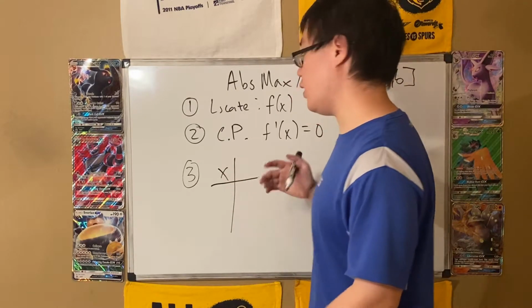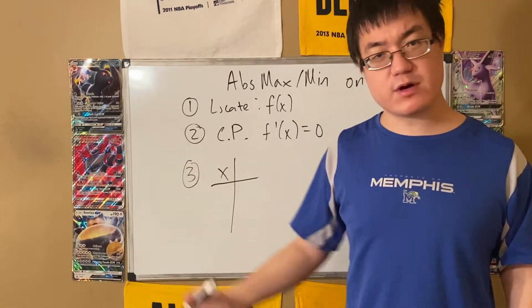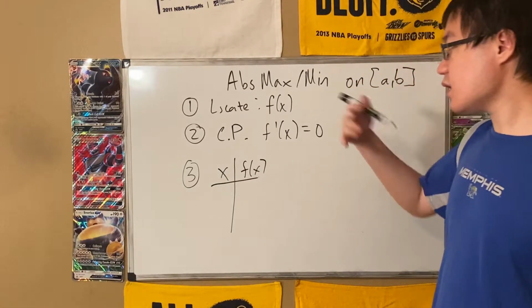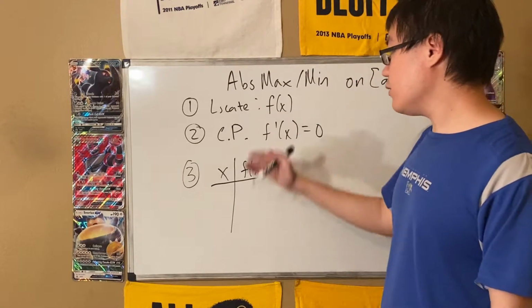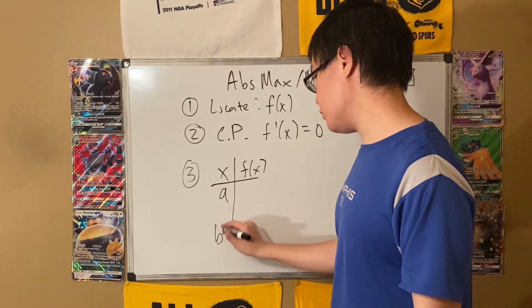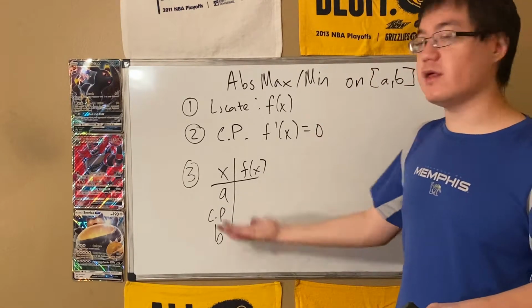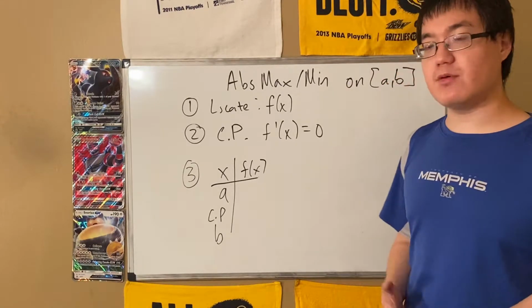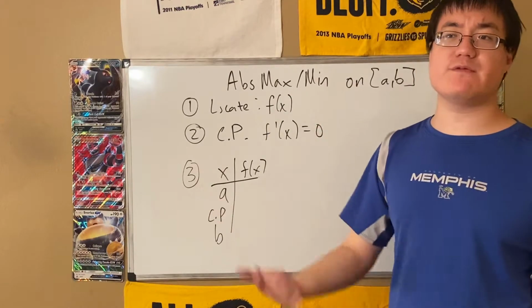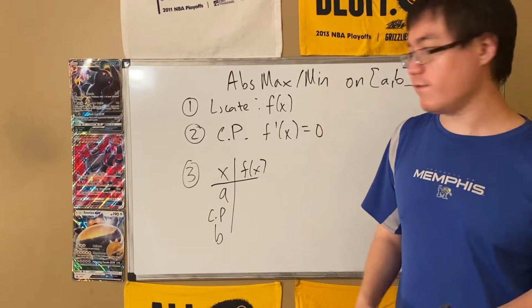Third step is to form the table with x's. On the right column, you're going to have the locate function. Again, the locate function might not be the given function. You only care about the locate function. So that's going to be f of x, for example. Then for the critical points, what do you put in the table? You're going to put your endpoints, A and B, and your critical points. But keep in mind that you're only going to put the critical points that fit within the interval. For example, if your endpoints are 0 to 4 and your critical points are -2 and 3, you're only going to do 0, 3, and 4 because -2 is not within 0 and 4.